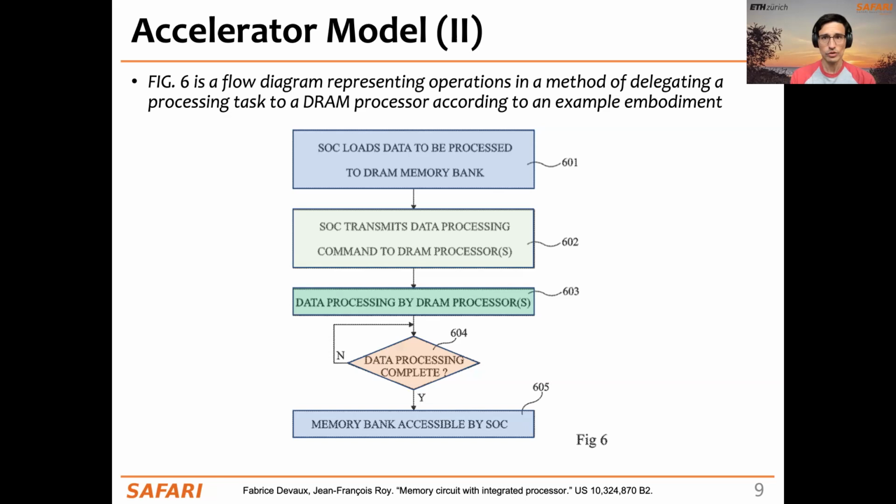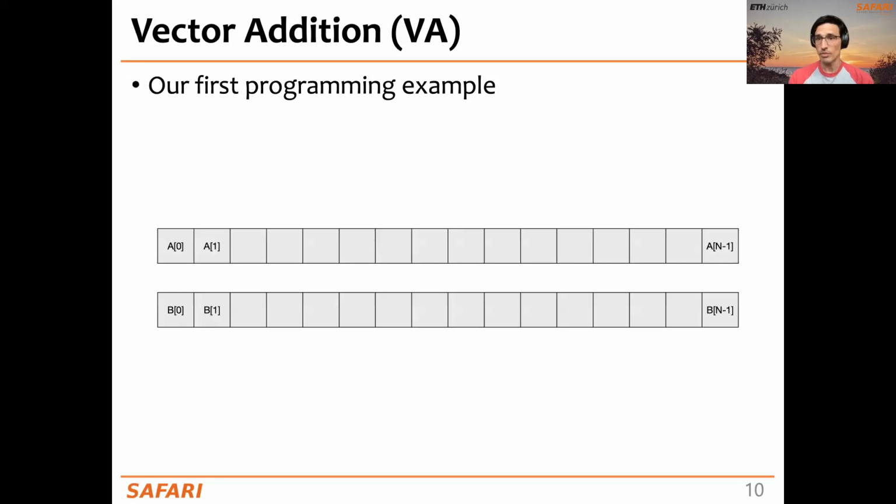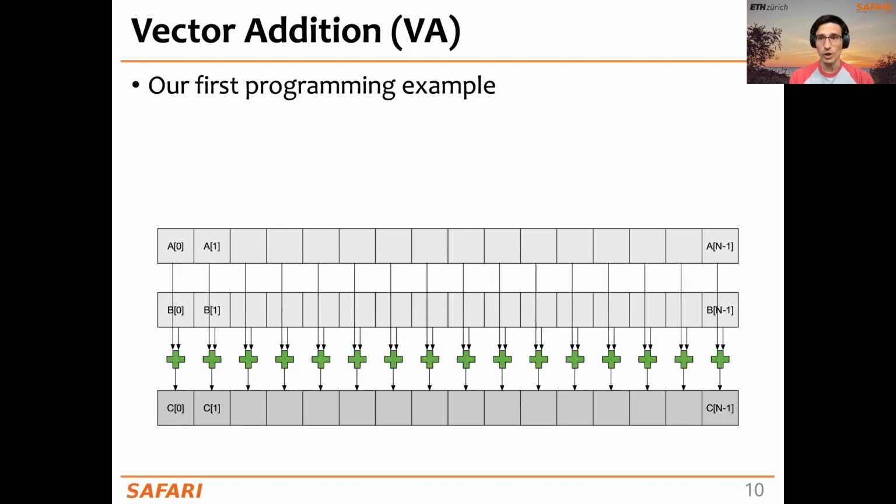We started to talk about ABMEM PIM programming a few lectures ago, when we started to talk about our first programming example, vector addition. Remember that in vector addition, what we do is the element-wise addition of 2 vectors, A and B, and we obtain an output vector C.